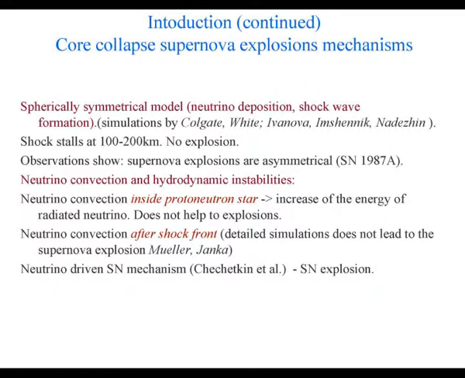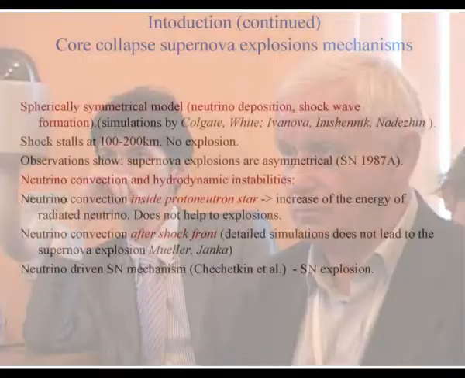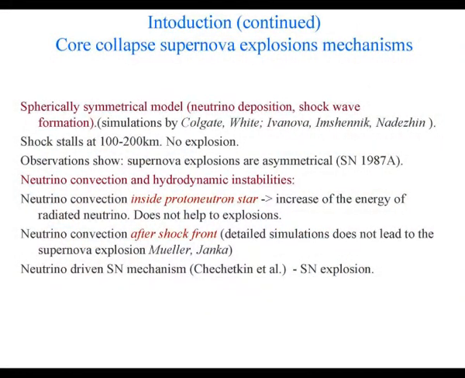One of the first models was the spherically symmetrical model, suggested and investigated by people such as Colgate and White, and then Russian researchers also. And 1D numerical simulation of this model showed that after the collapse, a bounce shock appears and moves from the forming neutron star to a distance of about 100 kilometers, maybe 200 kilometers, and stops, and there is no explosion.